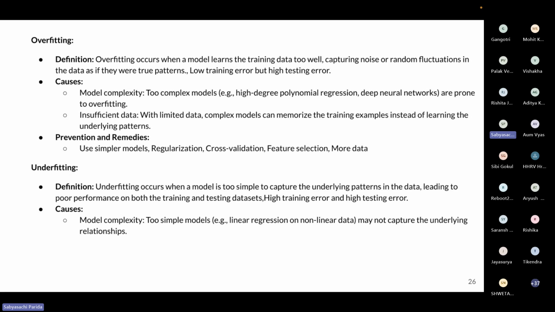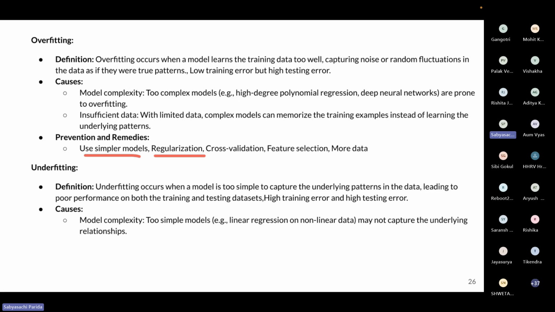Suppose, like the case of polynomial regression we had seen, even if you are using a simple model for polynomial regression, the model features would still be highly correlated to each other, and that would not give me the best output. So some of the remedies are using simpler models and regularization, right?